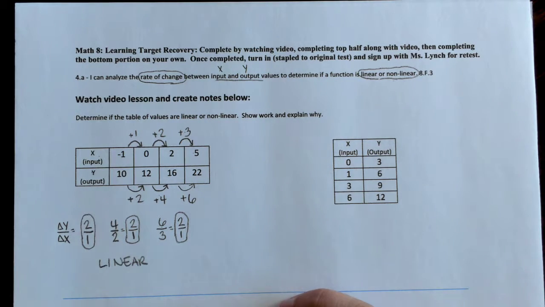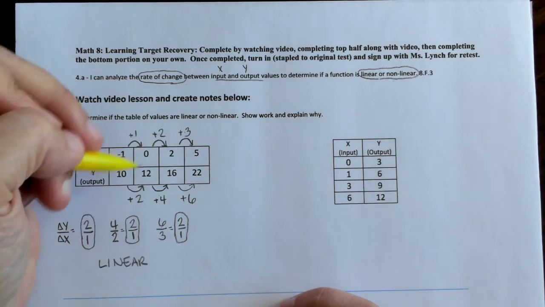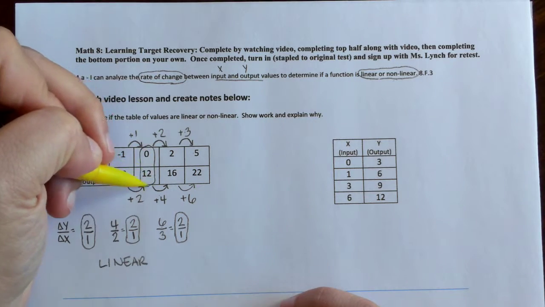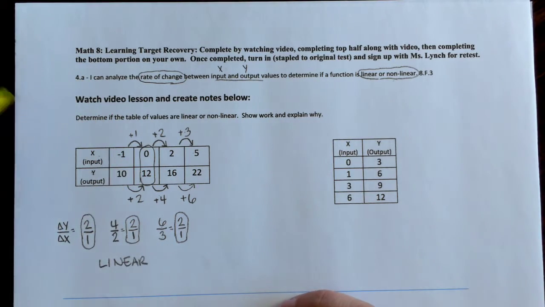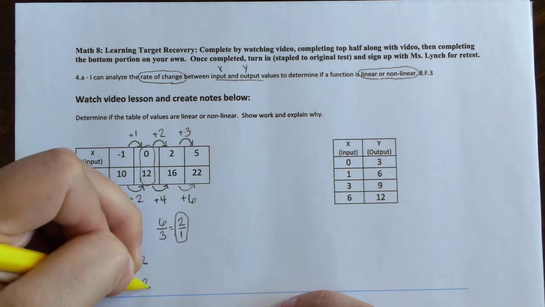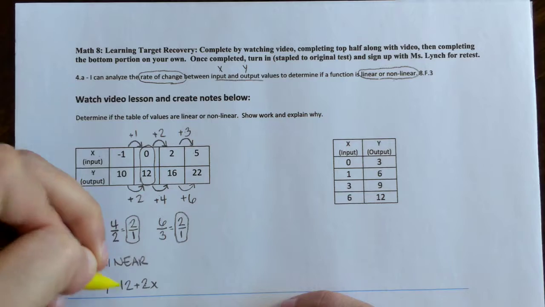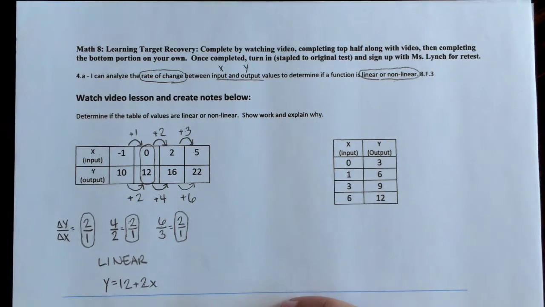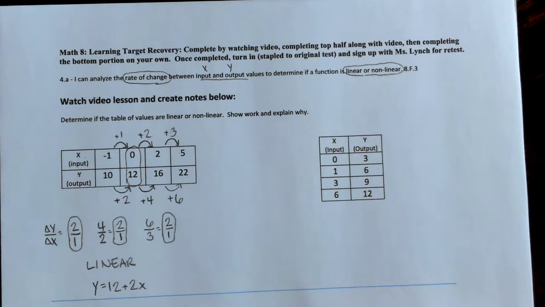Okay? I could make an equation of that, and I could see here that there's my y-intercept. So I'm going beyond just whether it's linear here. I would say y equals 12 plus 2x, 2 being the rate of change and 12 being that y-intercept there. All right, moving on, looking at the next one.